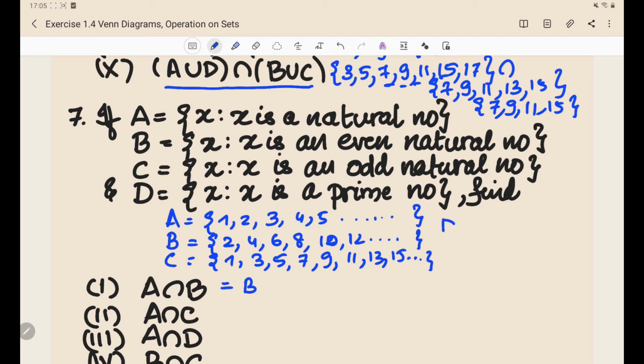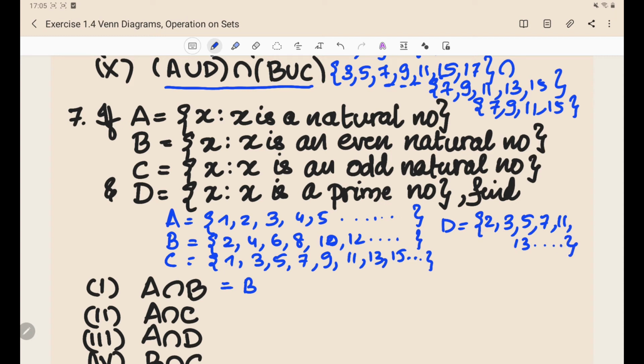Again, prime numbers, that is, X is a prime number. So what are the prime numbers? They have only themselves and 1 as factors. For example, if you take 2, the factors are 2 and 1. If you take 4, what are the factors? 2, 4 and 1. But for the prime numbers, they have only 1 as the other factor. So 2, 3, 5, 7, again 11, 13 and so on. These are the prime numbers.